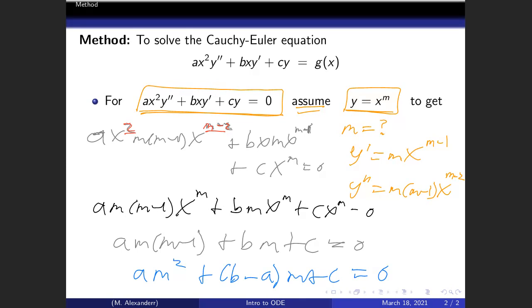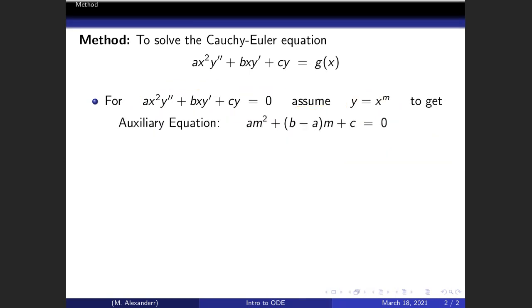So this is very quick here, so let me just type it up here for you. The auxiliary equation that we get is the following: a m squared plus (b minus a) m plus c. This is called the auxiliary equation, but we have to be careful that this is the auxiliary equation for the Cauchy-Euler equation. This is a little bit different than what we have done in the previous sections.